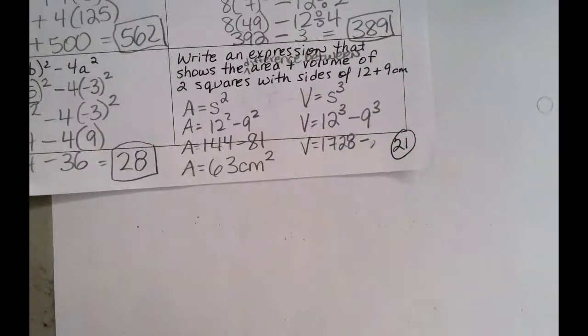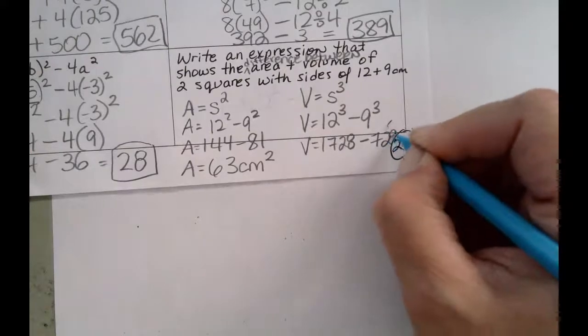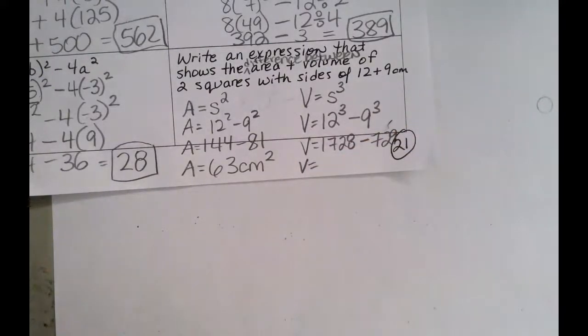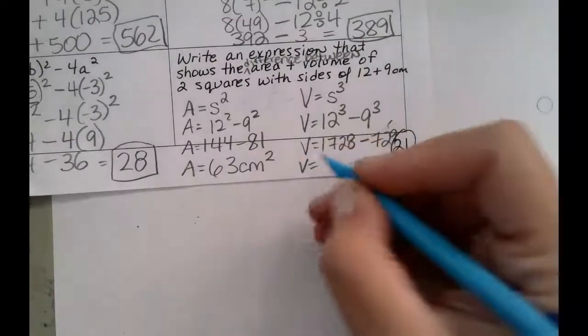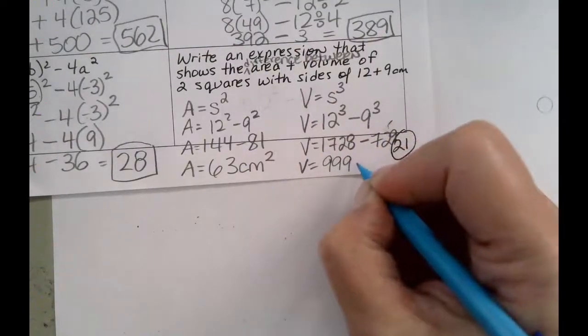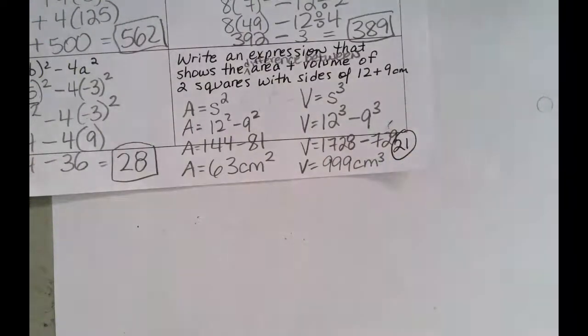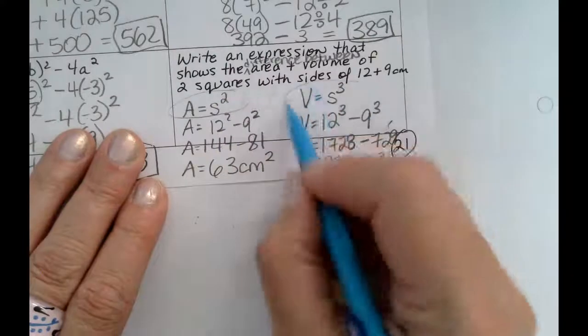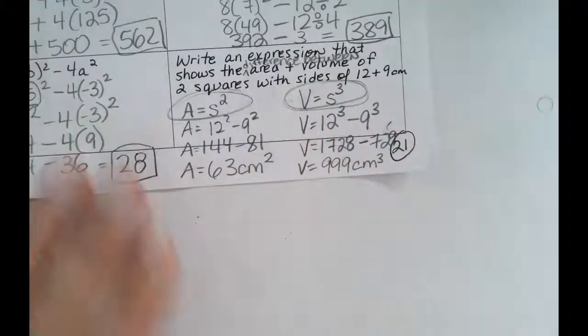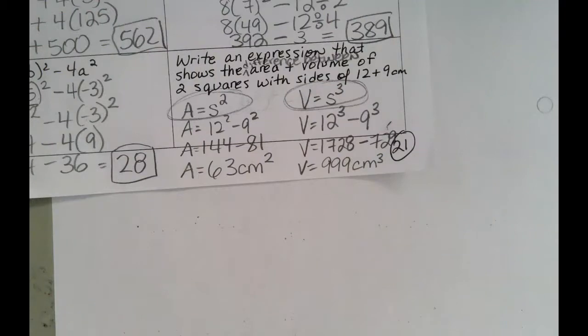Minus 9 cubed is 729. So their volumes, if I subtract them, will be 999 centimeters cubed. Did that make sense? Yeah. So these formulas right here, especially, you notice they come up a lot when we work with powers because they are beautiful little formulas with lots of powers in them.